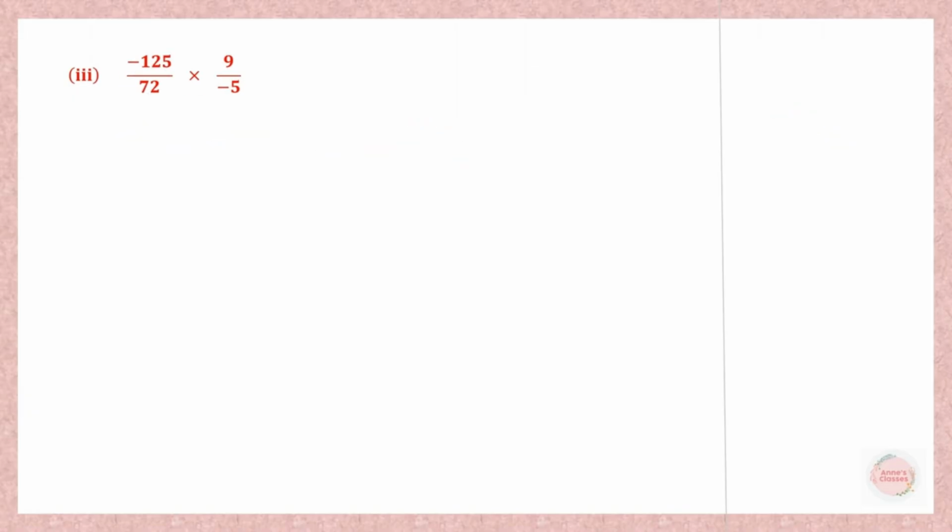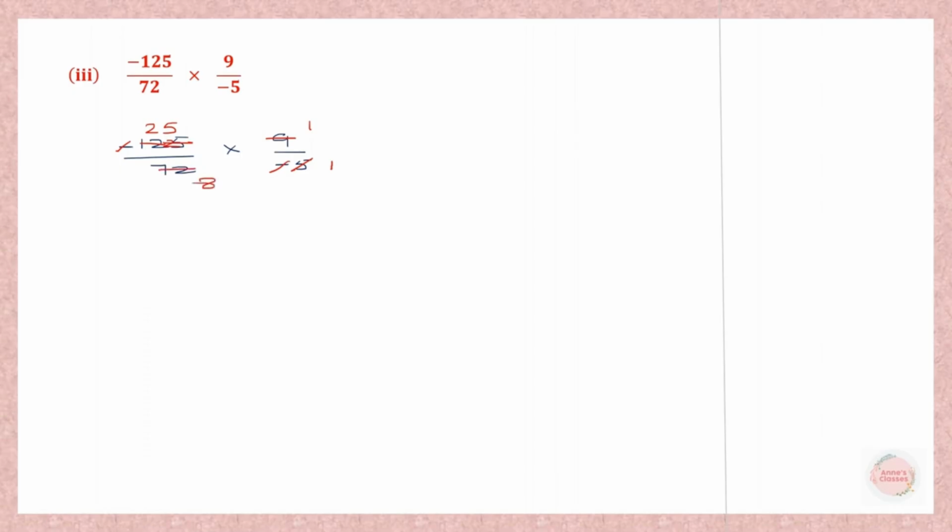Question 3. So let's write down this question. There are two rational numbers, minus 125 by 72 into 9 by minus 5. So first, look at the signs. We can cancel one minus sign here in the numerator and one in the denominator. We can cancel 5 and 125. 5 ones are 5. Here 5 twos are 10. There's 2 left, 25. 5 fives are 25. Then we can cancel 9 and 72. 9 ones are 9. 9 eights are 72.